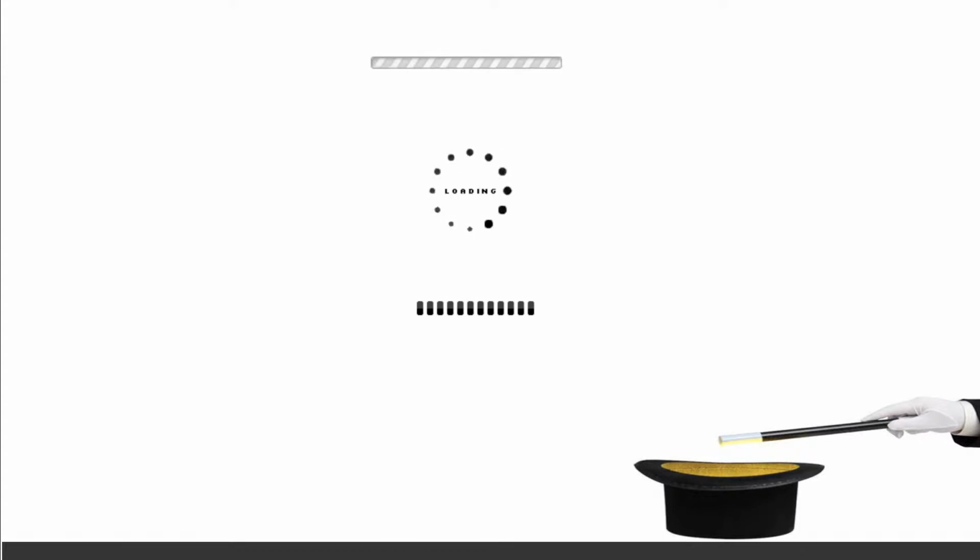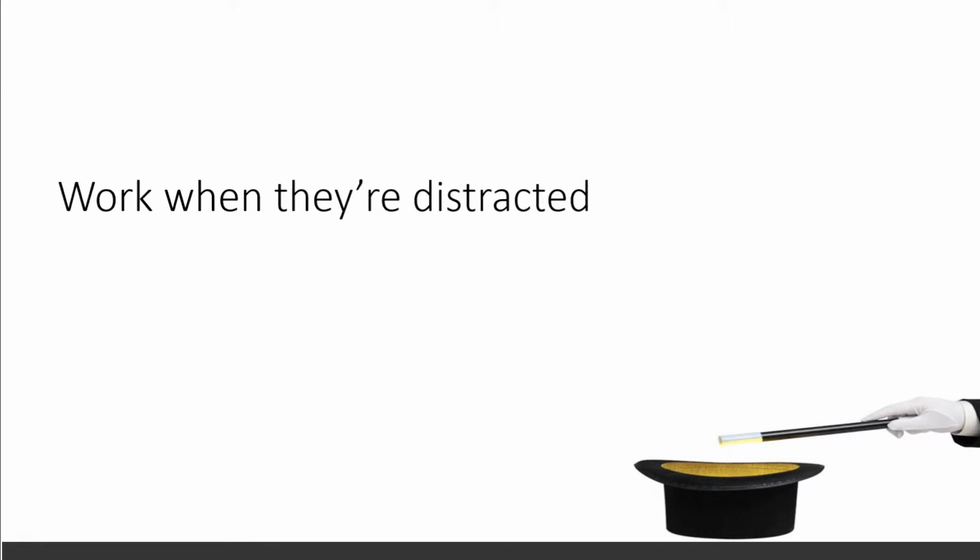Right? We're not always able to do things immediately. Sometimes we are and sometimes we're not, right? But we don't have to be able to do something immediately if we can do a little bit of misdirection while we're working in the background. If we can basically work when your audience is distracted.